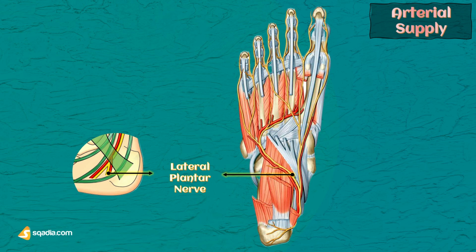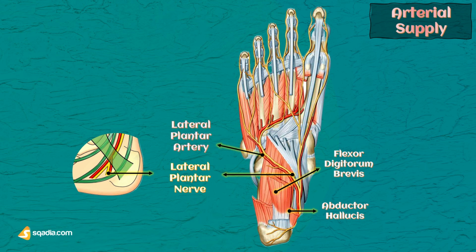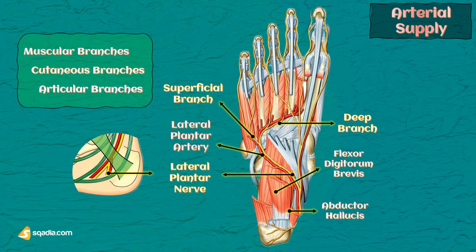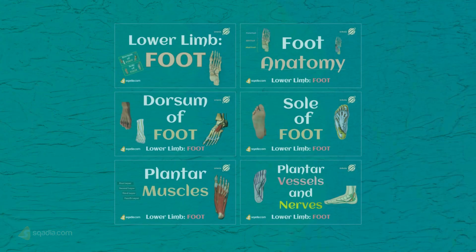Let's look at the lateral plantar nerve. The lateral plantar nerve is a terminal branch of the tibial nerve. It arises deep to the flexor retinaculum and runs forward deep to the abductor hallucis and the flexor digitorum brevis, in company with the lateral plantar artery. On reaching the base of the fifth metatarsal bone, it divides into superficial and deep branches. These nerves give muscular, cutaneous, and articular branches.